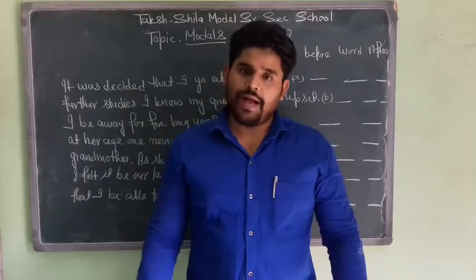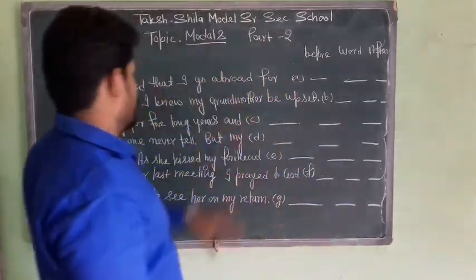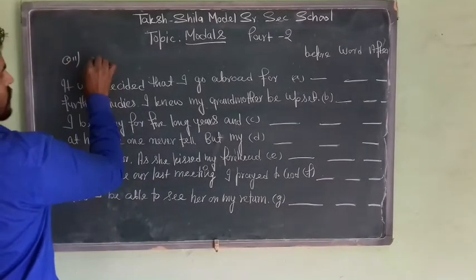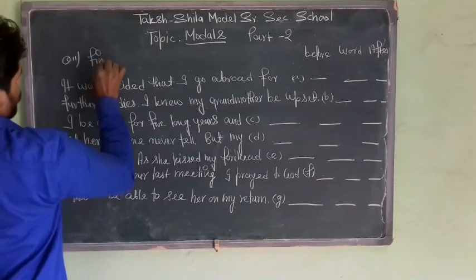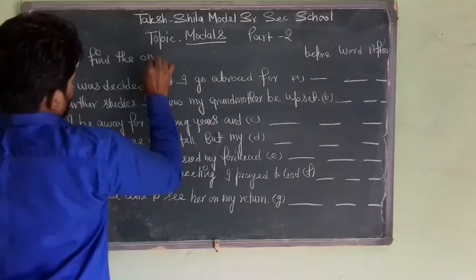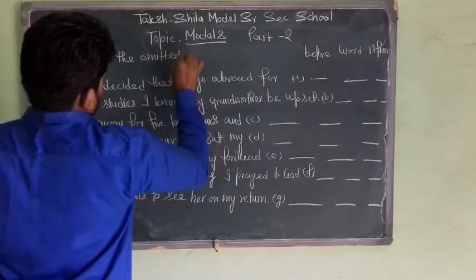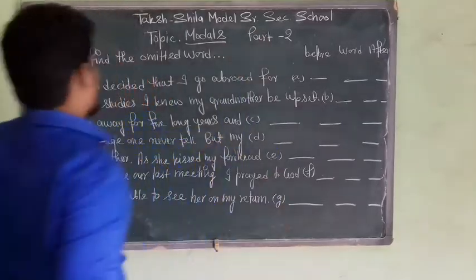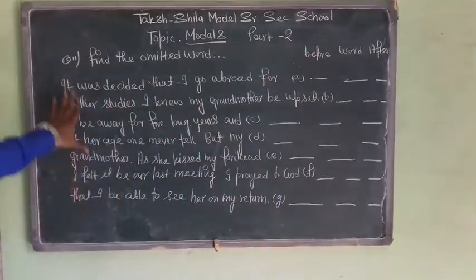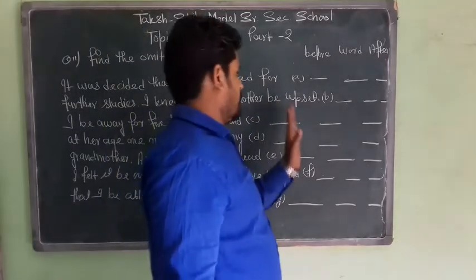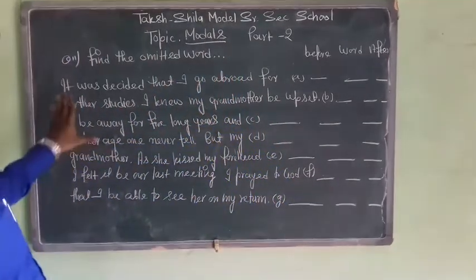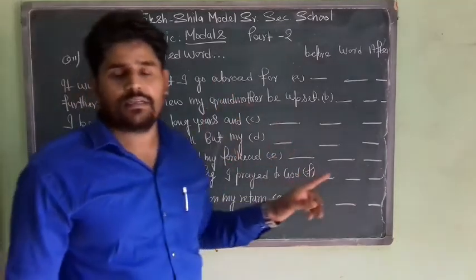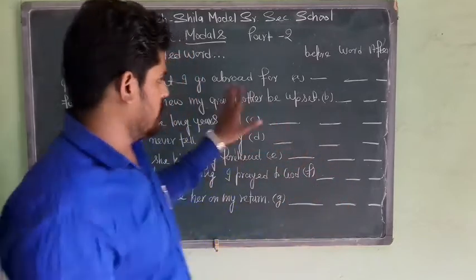So students, here I'm back with an exercise on the board. You can see there is an exercise written on the board, and in this question we need to find the omitted word. Students, this is just an exercise, and in each line there is a word missing. So we need to just find the missing word, and this missing word is a modal auxiliary word.